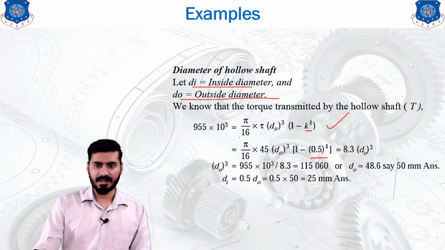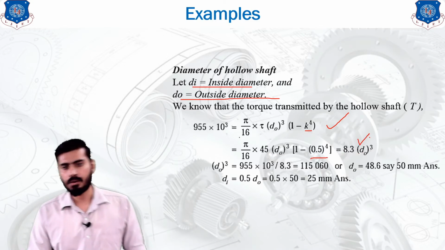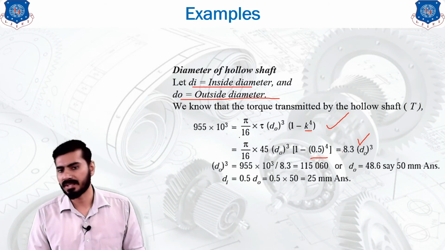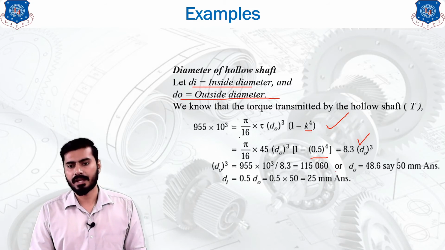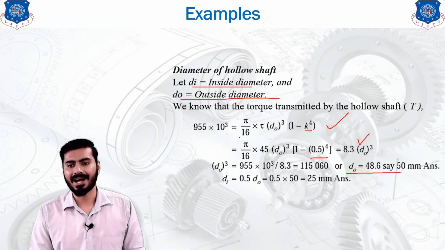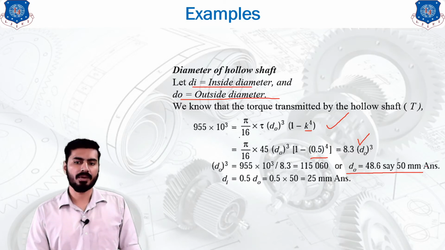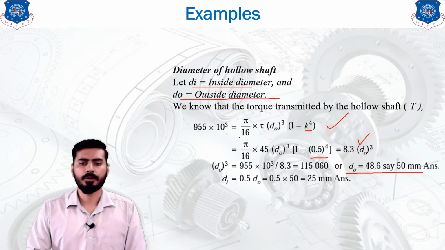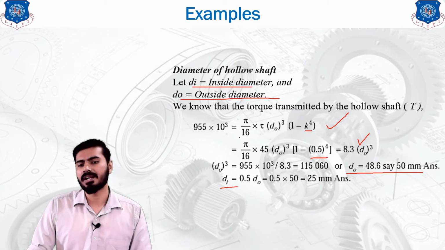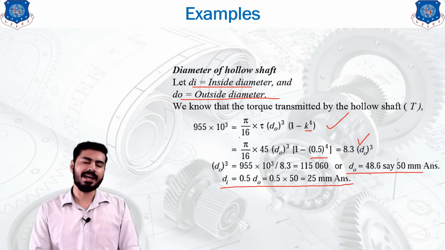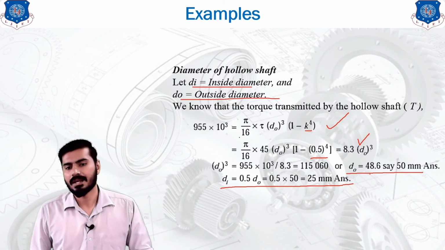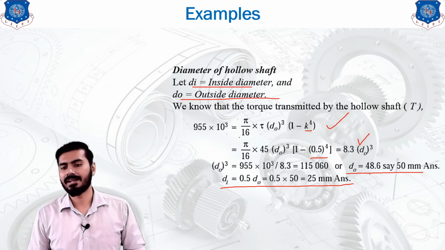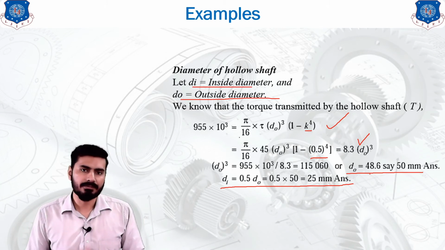And if you put in each and every value, then do cube will be the only unknown in this equation. If you calculate the value using the cube root, then the do answer would be 48.6, or 50 mm. And from this answer you can easily calculate di, that is the inside diameter of the shaft, that is 0.5 times do, and it will give you the answer as 25 mm.